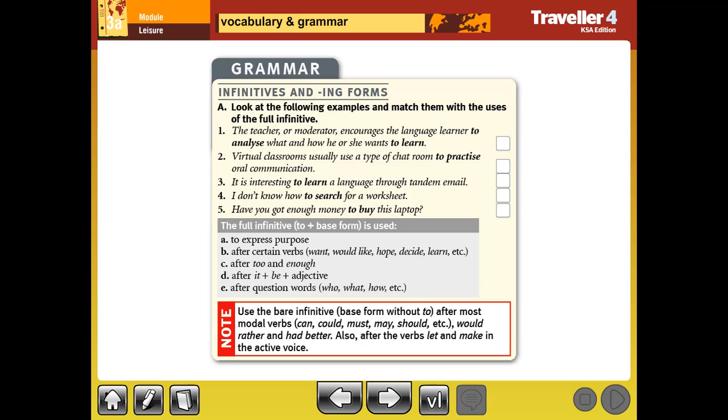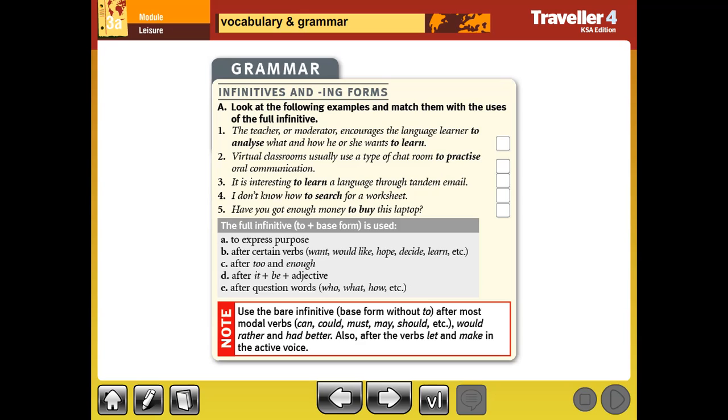Okay. Now I want you to open your student's book, page 39. I'm going to explain the grammatical points given in that part. Okay, now open your book, 39, student's book. What about the grammatical points given? Look at the title, infinitives and ing forms.